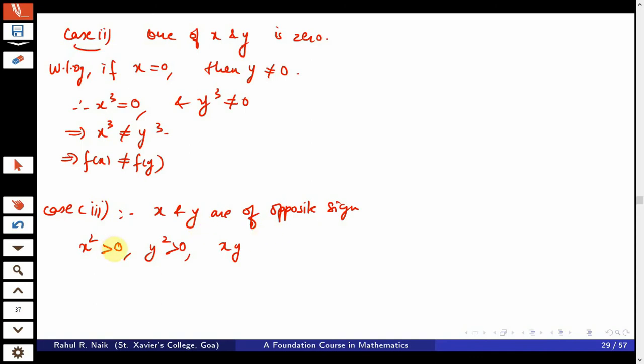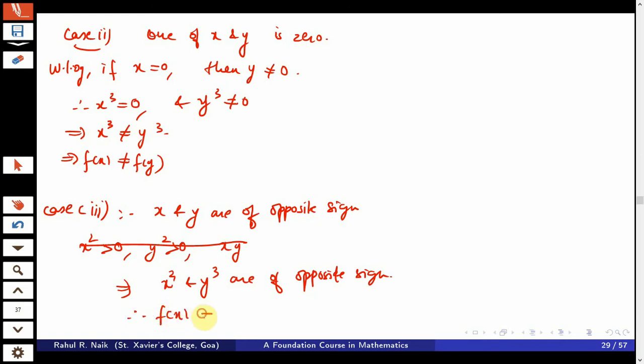If x and y are of opposite sign, directly we can say that x cube and y cube are also of opposite sign, because f of x equal to x cube is an odd function. So if x and y are of opposite sign, then x cube and y cube will also be of opposite sign. In fact, x cube will have the same sign as x and y cube will have the same sign as y, and therefore they are going to be of opposite sign, and therefore f of x is not equal to f of y.